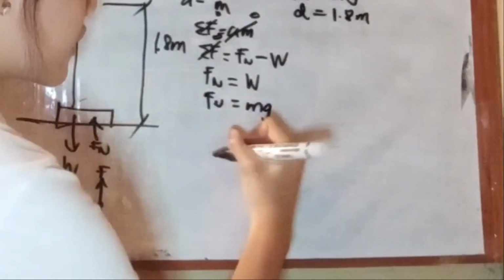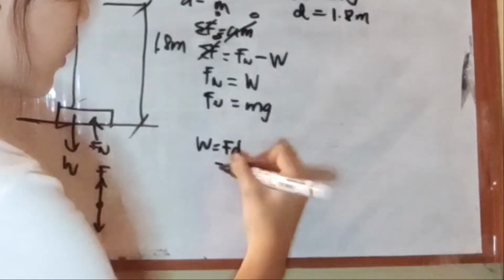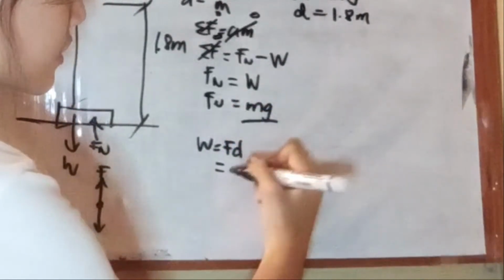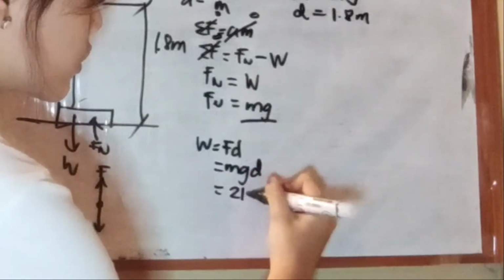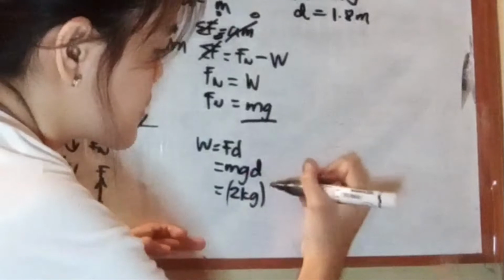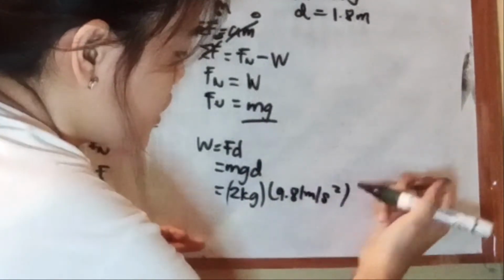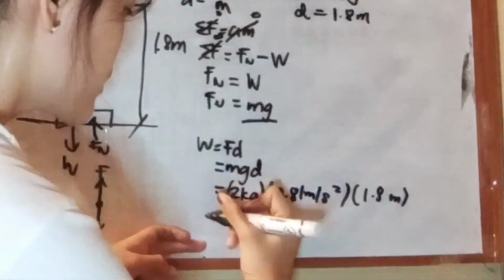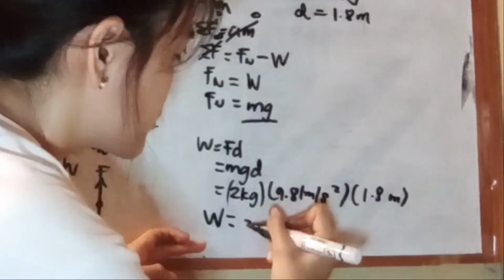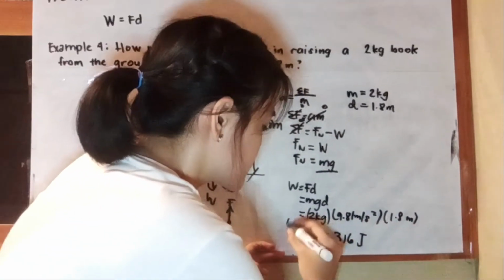So we have here work is equivalent to F times D. So our F here is mass times gravity, times distance. So we have a mass of 2 kilograms and then the gravity is 9.81 meters per second squared, and then our distance is 1.8 meters. So our total work will be equivalent to 35.316 joules.